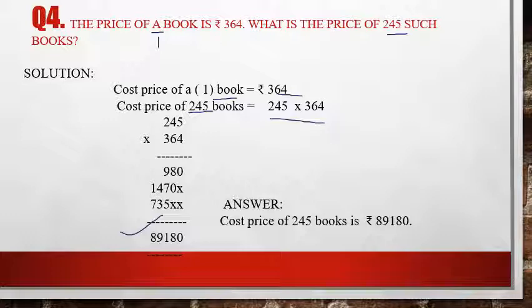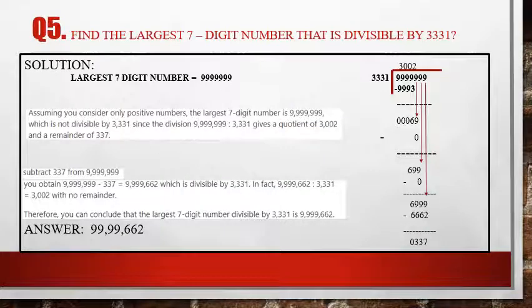89,180. Like if one chocolate's price we know is 5 rupees, what about 4 chocolates? 4 into 5, we are paying 20 rupees. Clear? In that way only we have solved this question. So the cost price of 245 books is rupees 89,180. Moving to the last question.